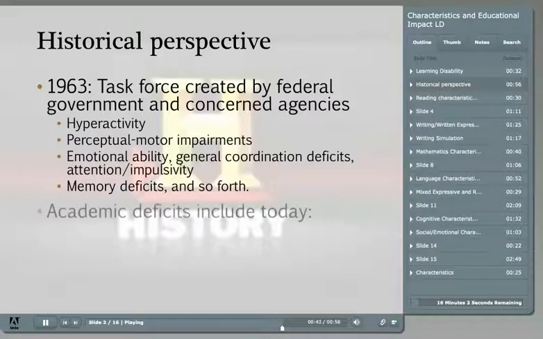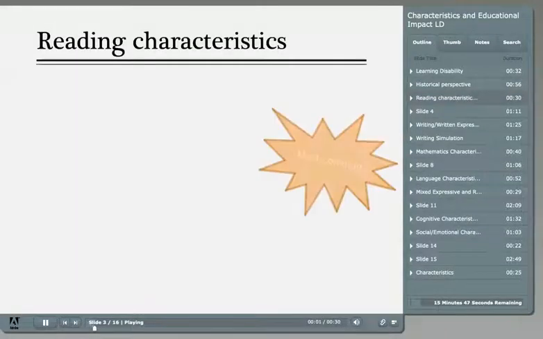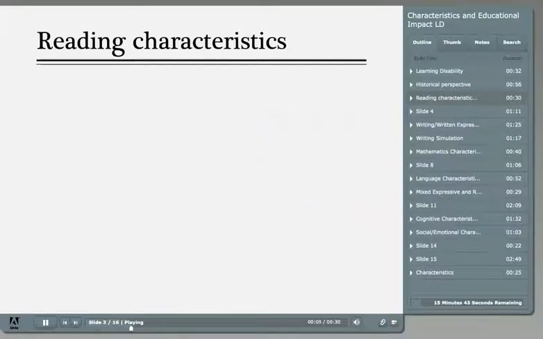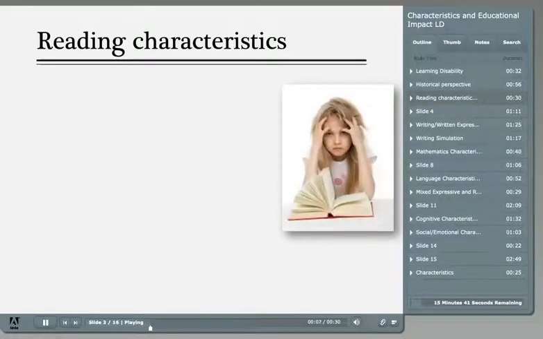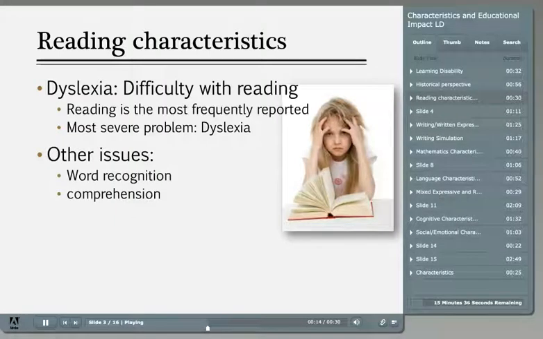Academic deficits include reading, mathematics, written expression, expressive and receptive language, cognition, and social and emotional issues. Today, non-academic as well as academic characteristics are defined. Reading difficulties are the most commonly reported characteristics of learning disabilities. The most severe problem associated with reading is dyslexia. However, other major issues include word recognition and comprehension.